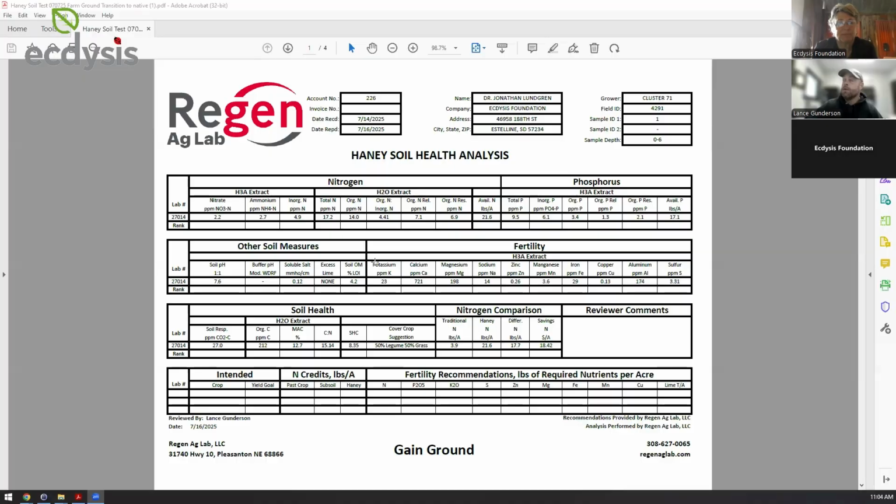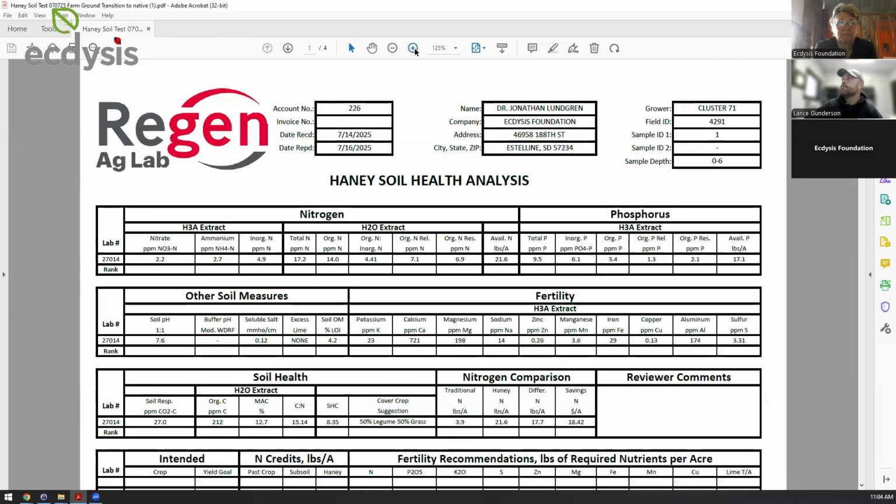So let me share this screen really quick here and verify that everybody gets to see this. Can you see that report now, Lynette? You can nod your head up and down. Okay, got a thumbs up. Okay, so I'm going to zoom in on this a little bit. Hopefully everybody can see this.